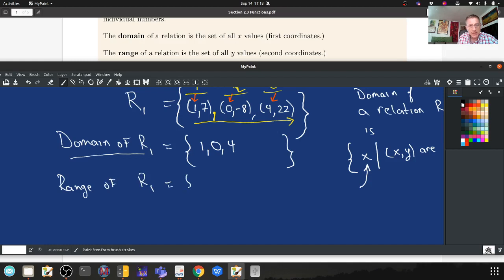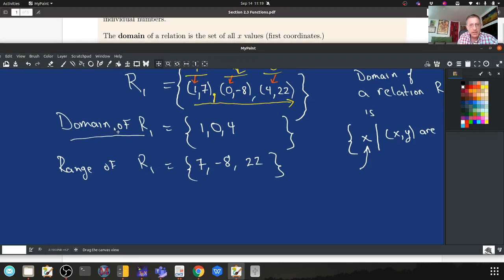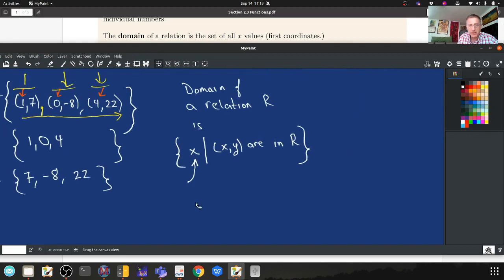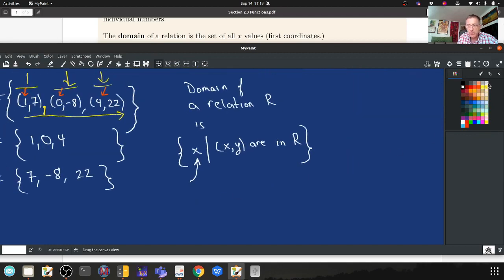Well, I take all of the y values. So I look at each ordered pair, and I grab the y value. Second ordered pair, minus 8 and 22. So I almost hope that you can see what's coming over here.